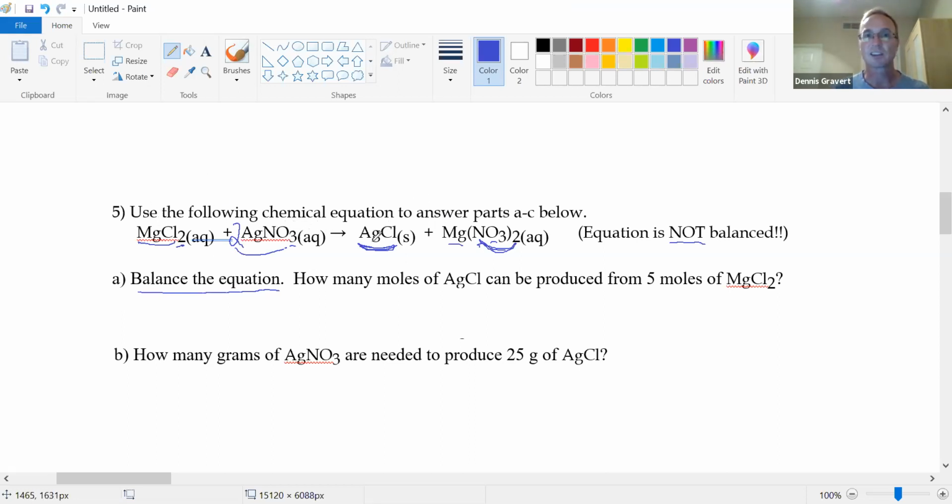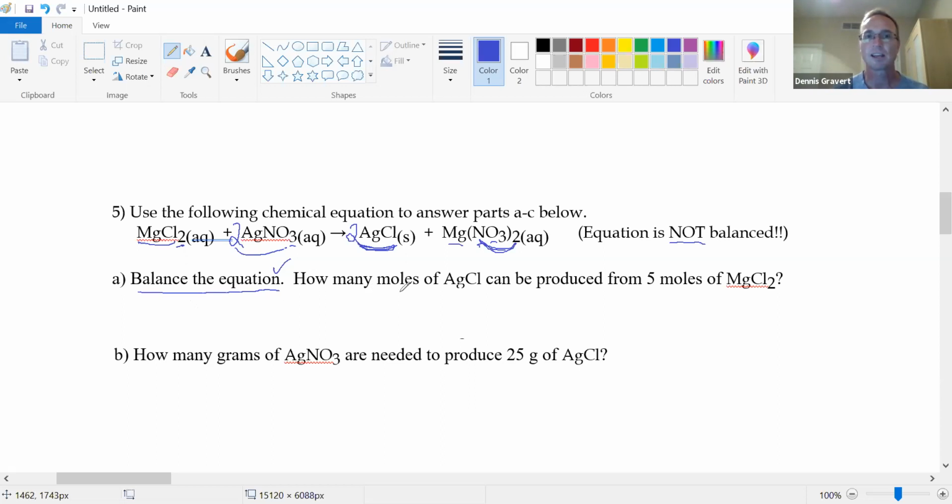So now let's look at Ag. Well, there's 2 Ags here, so we need a 2 here. And there's 2 chlorines, and now there's 2 chlorines. We are now balanced. Yay. Okay, we did that part.